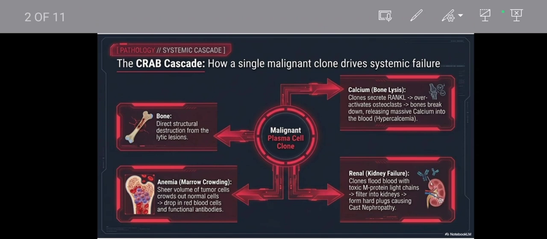A stands for anemia, marrow crowding. The sheer volume of tumor cells crowd out the normal cells, which causes a drop in the red blood cells and functional antibodies. B stands for bone, direct structural destruction from the lytic lesions.